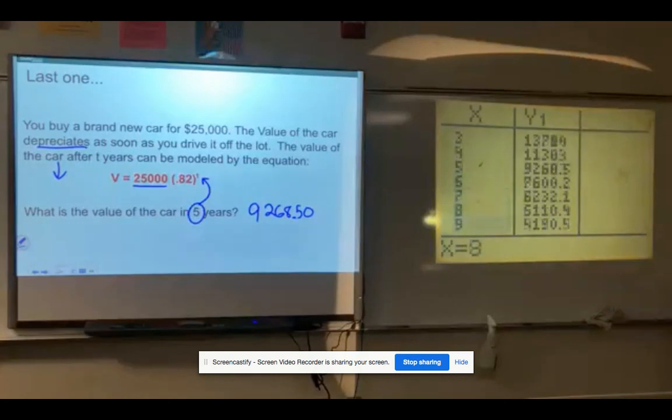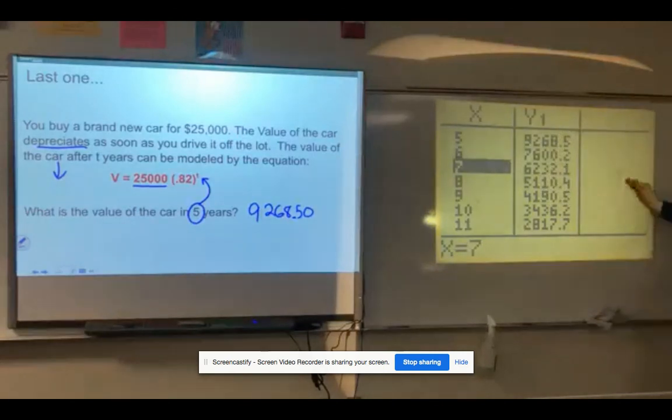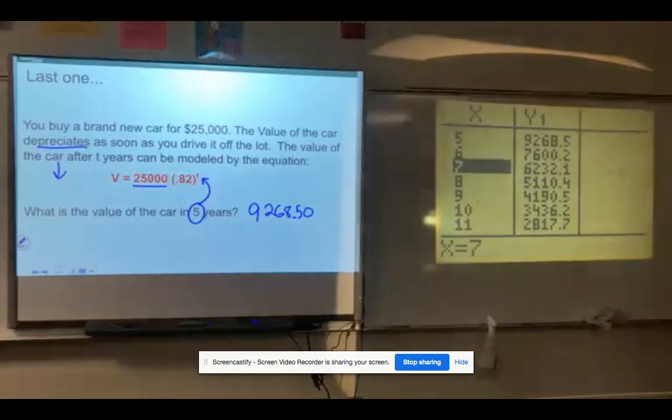How about if it's 10 years old? That's only worth $3,436.20. Kind of interesting. It depreciated really, really fast. It lost $4,500 the first year, but the amount that it's going down every year after that is getting smaller. It's kind of leveling off. Yeah, kind of interesting.